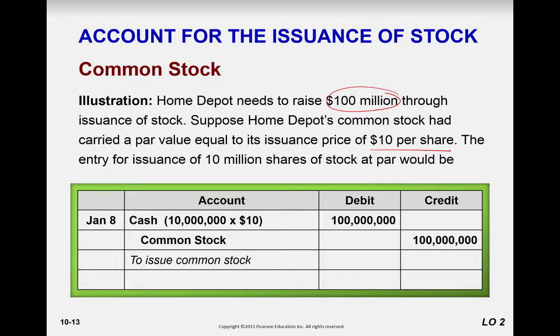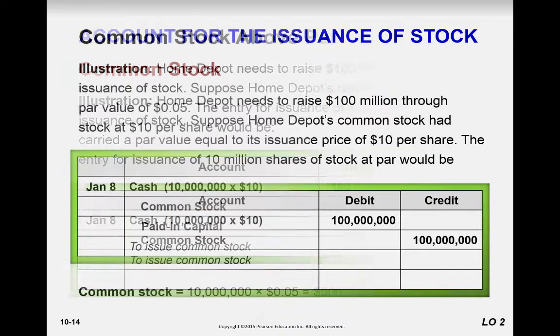So this is pretty easy because what we paid and what we got for it are the same, the $10. So the entry for the 10 million shares, as you see here, we multiply times 10, and then we just have cash and common stock.